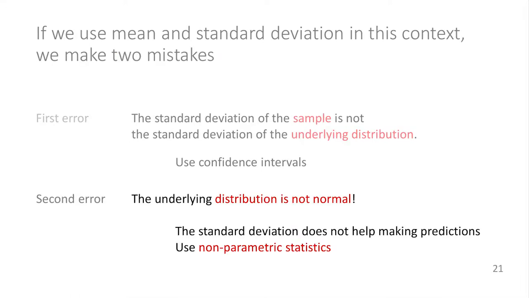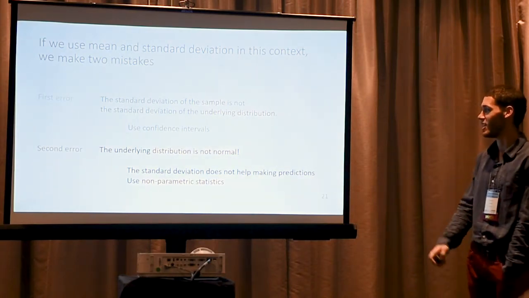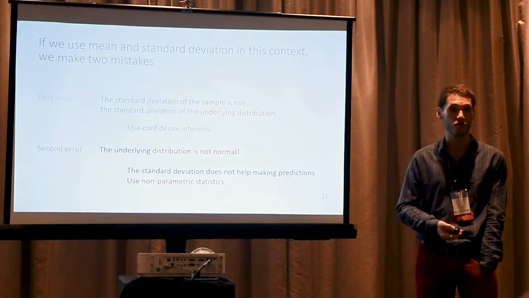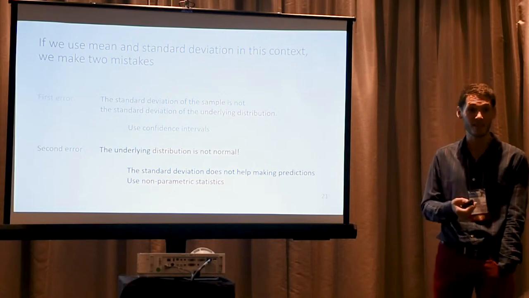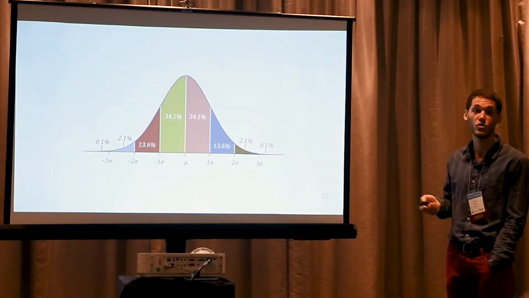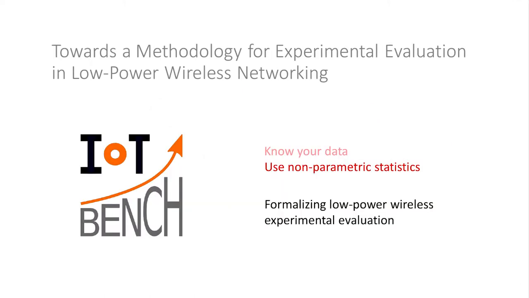Second mistake: the distribution you're studying is not normal. 99% of the cases, maybe. Sometimes, in very rare cases, it will be normal, but most likely, and we'll hear a lot of other examples today, it's not. So you should use statistics that do not depend on the properties of the underlying distribution. And the good news is, such methods do exist. So, bottom line, don't do this. This is the wrong picture to have in mind for doing prediction based on measurement data. So you should use those non-parametric statistics.